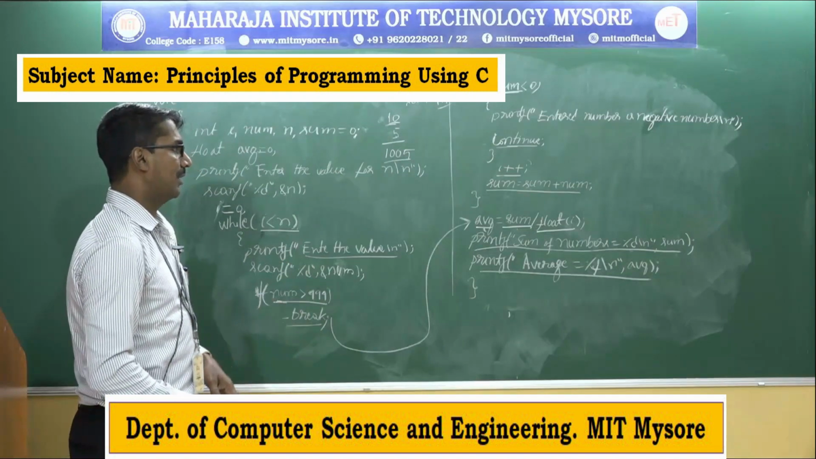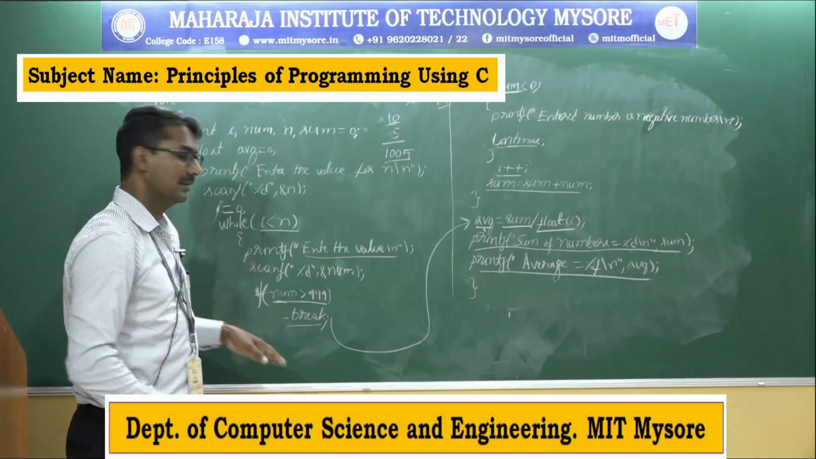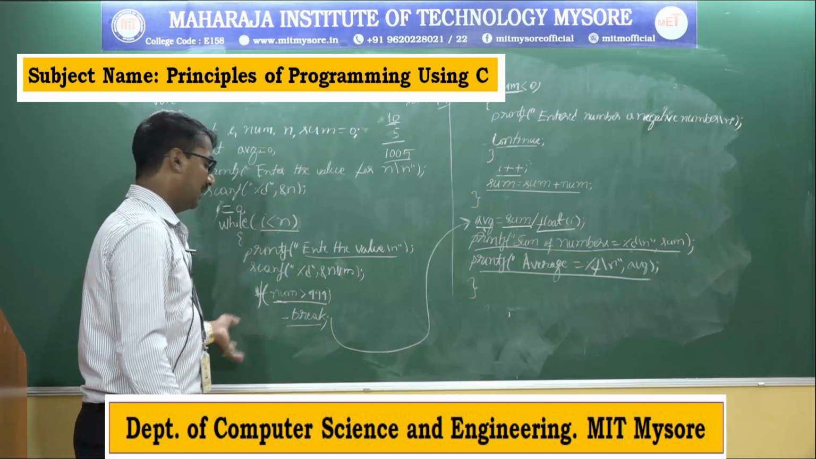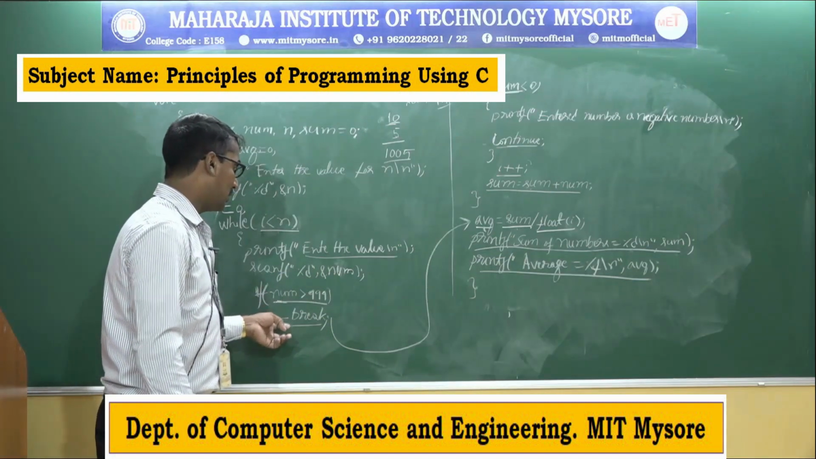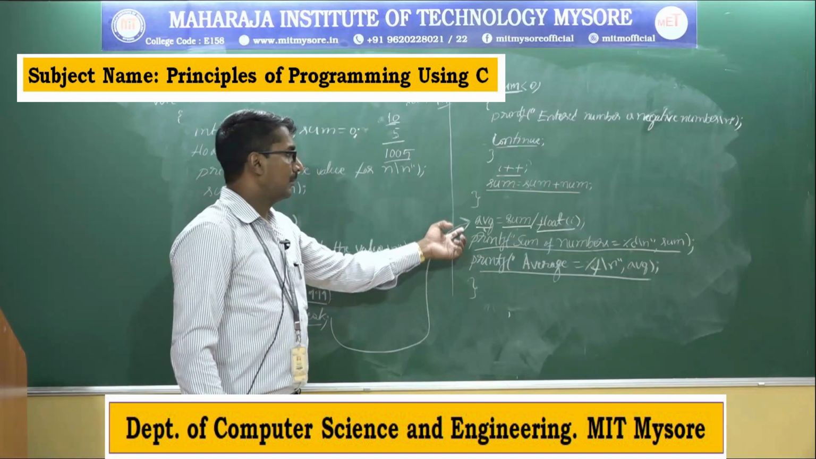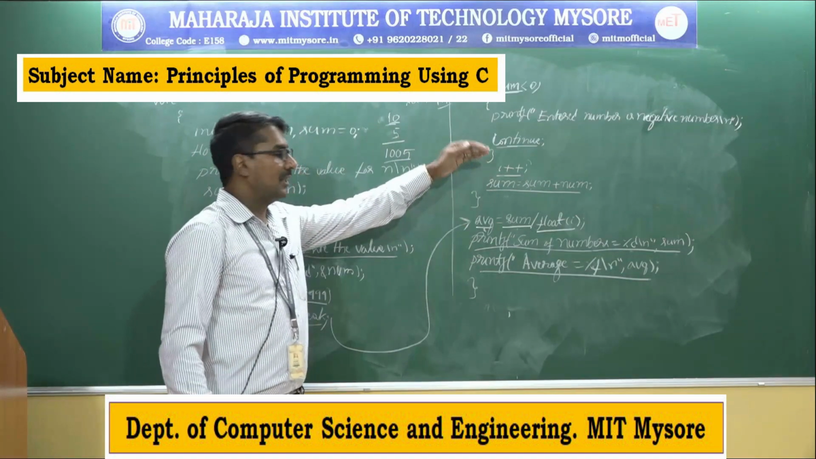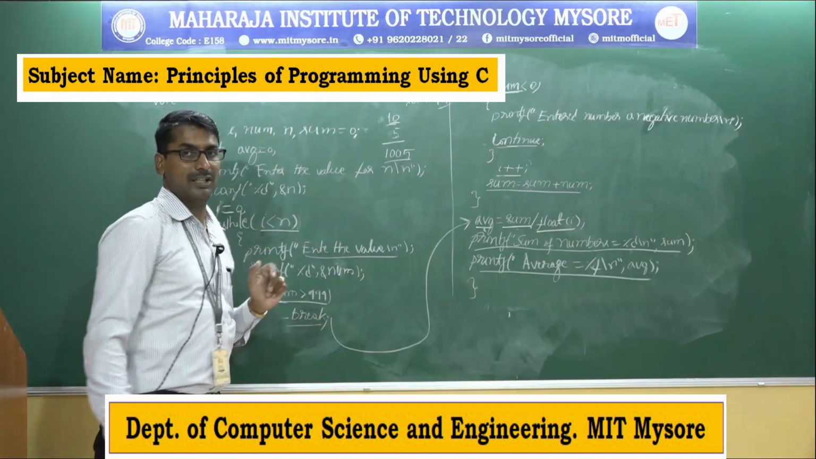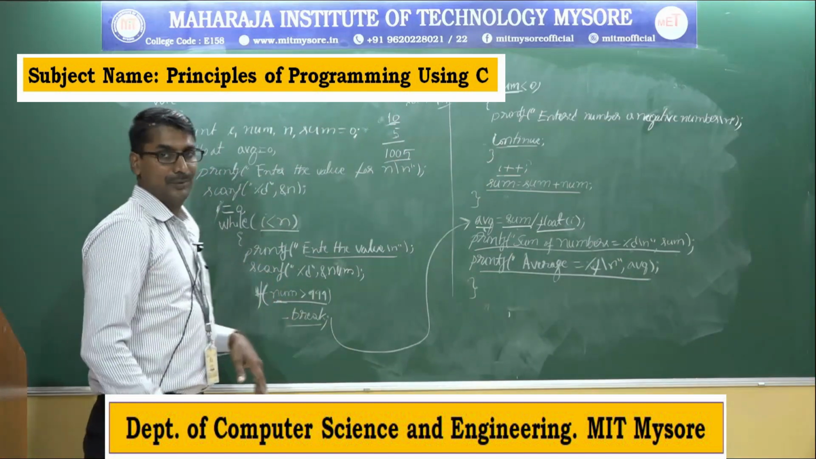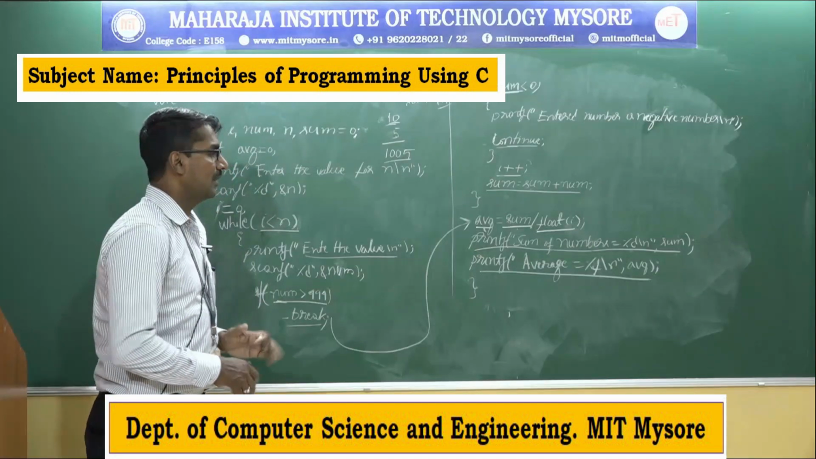Then it will display the average value. So this program contains both break and continue statements. Here the break transfers control out of the loop, but continue skips the remaining statements and control is transferred back to the loop. Okay, that is about the continue statement.